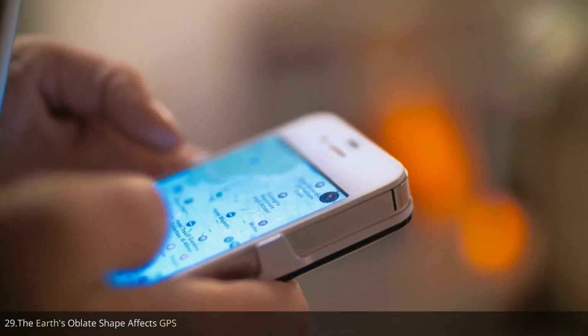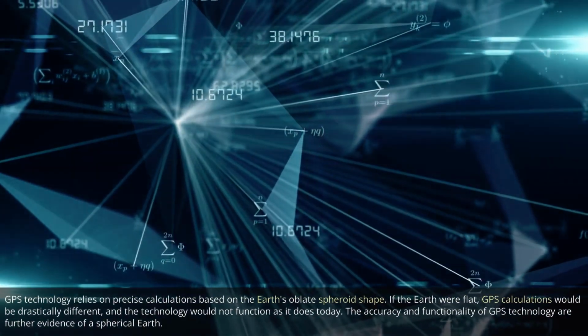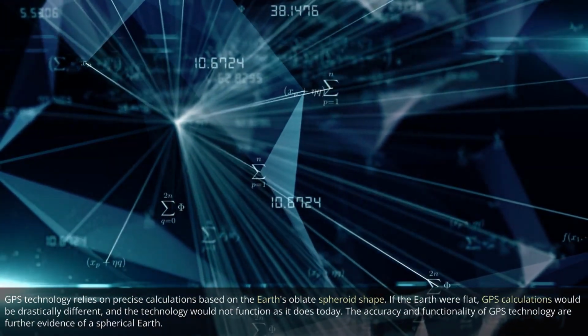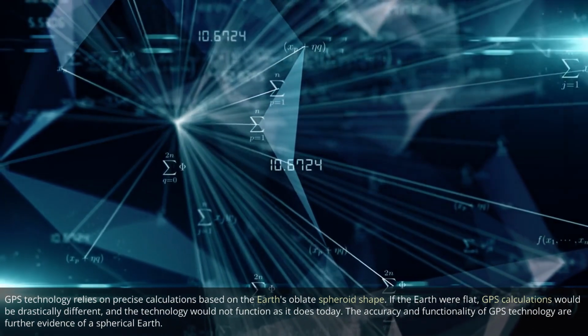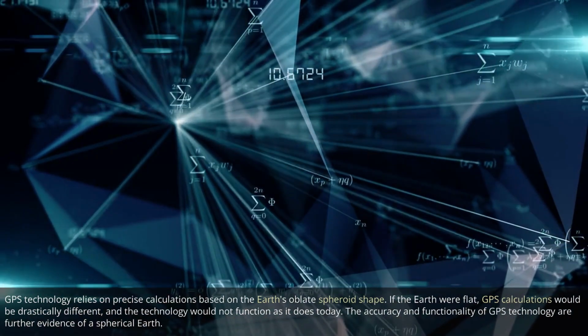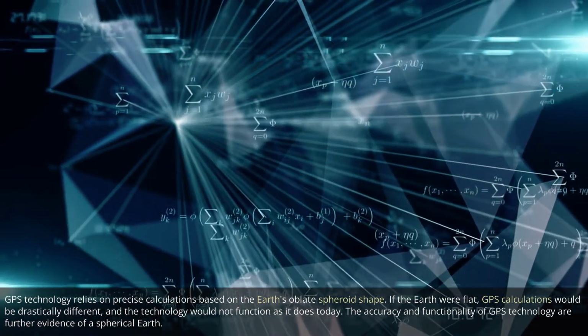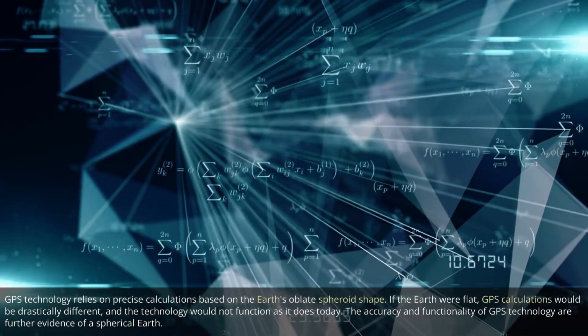29. The Earth's oblate shape affects GPS. GPS technology relies on precise calculations based on the Earth's oblate spheroid shape. If the Earth were flat, GPS calculations would be drastically different, and the technology would not function as it does today. The accuracy and functionality of GPS technology are further evidence of a spherical Earth.